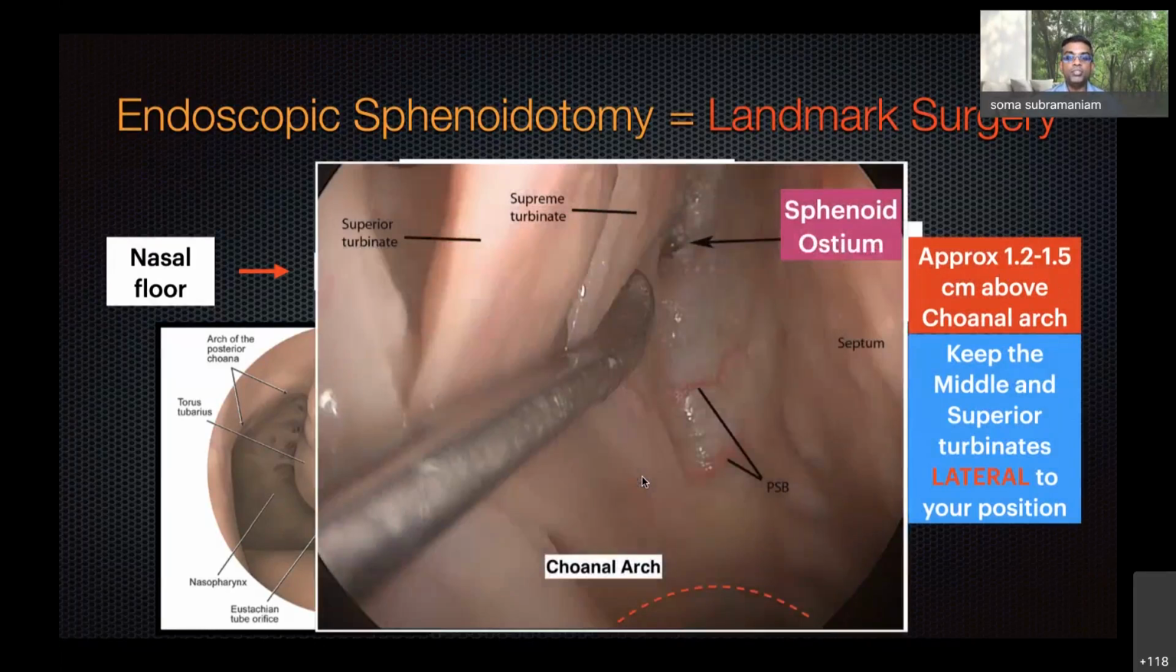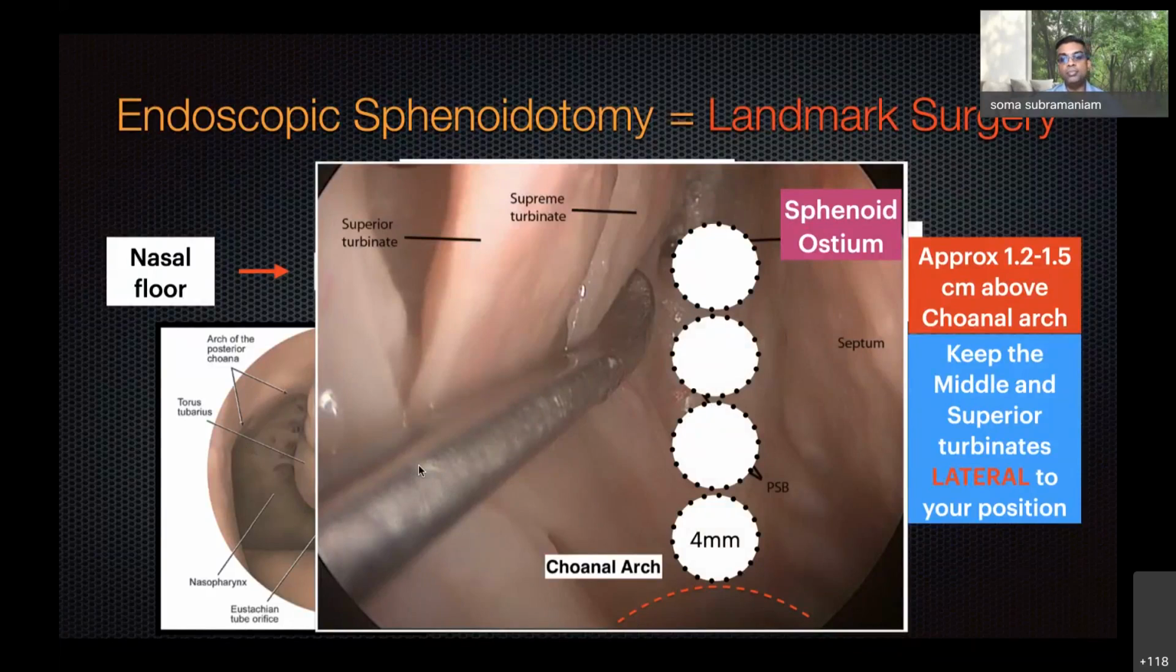Okay, so this is an endoscopic view of the right nasal cavity. This is the right superior turbinate, the supreme turbinate. In this case, you can see the ostium quite nicely here. These are the posterior septal branches of the sphenopalatine artery. And this is actually the septum here. So you can see the choanal arch here drawn in a dotted red line. And when you use your suction, which is usually about 3 to 4 millimeters, and you just make slight impressions over that, it's roughly going to be about 3 to 4 suction diameters above that. And your sphenoid sinus ostium will be there.